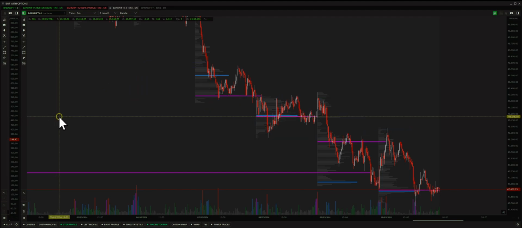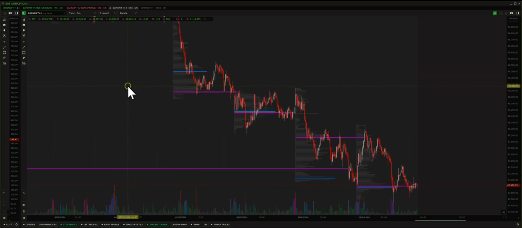So now, having discussed the various profile types, let's get into what has been happening in Bank Nifty. I think we don't have much time, but we'll discuss a few, 3, 4, 5, 6 sessions that have happened and how we can play them going into the future.